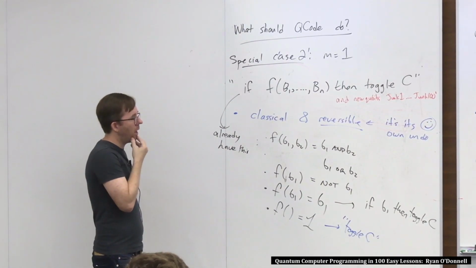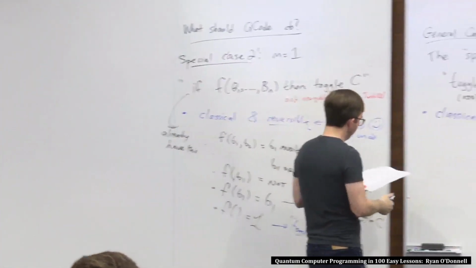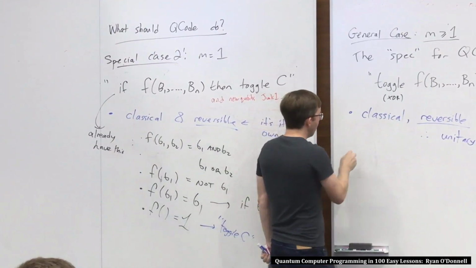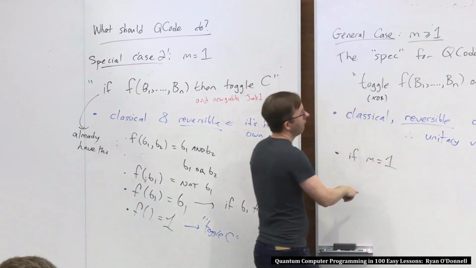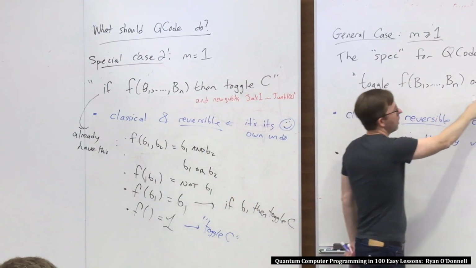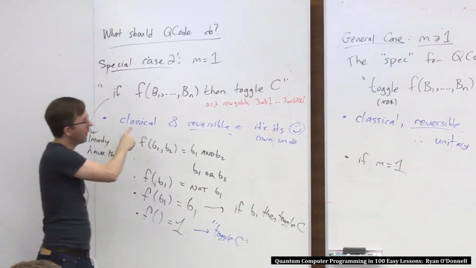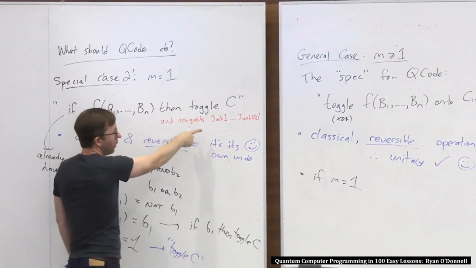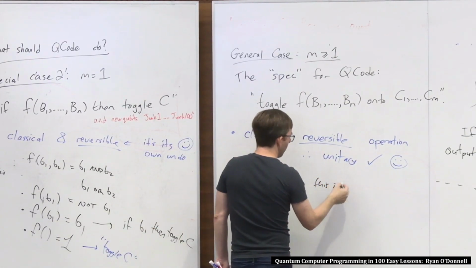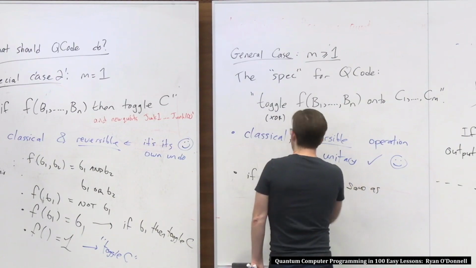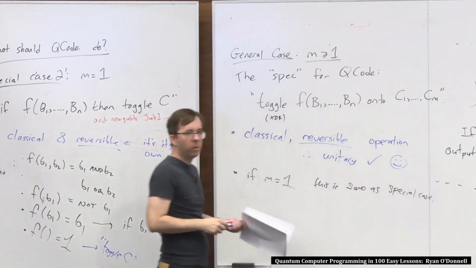So let me make some comments about this. First of all, if m happens to be 1, then this just becomes toggle the answer onto C1, which is another way of saying these words: if the answer is 1, then toggle C, otherwise don't toggle C. So if m equals 1, this is the same, just in different words, as the special case. It's a natural generalization of the m equals 1 case.